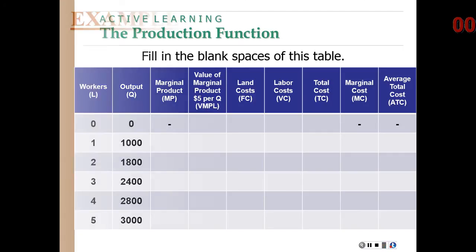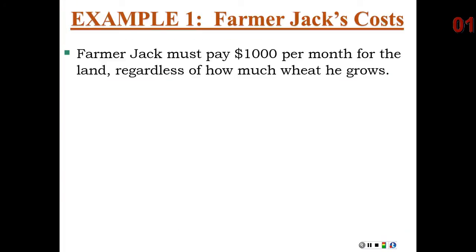So what are some costs that Farmer Jack might have? Well, let's just say he pays $1,000 per month for the land, regardless of how much wheat he grows. Regardless, if he makes nothing, or if he makes 5,000 bushels, he still pays the exact same cost. What is happening to this cost? Is it varying with his output, or is it staying fixed?